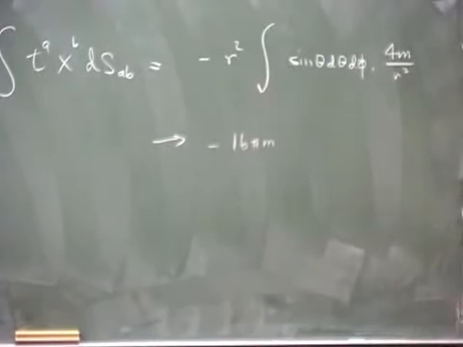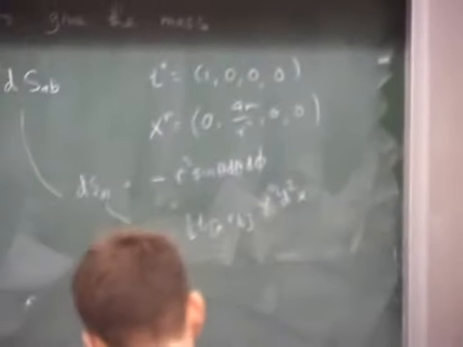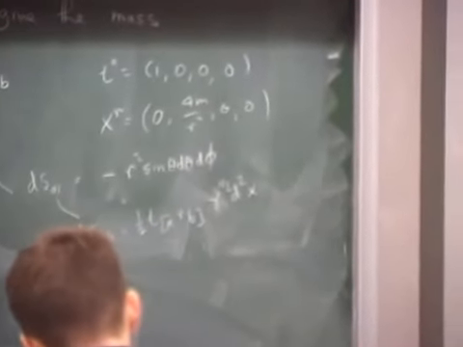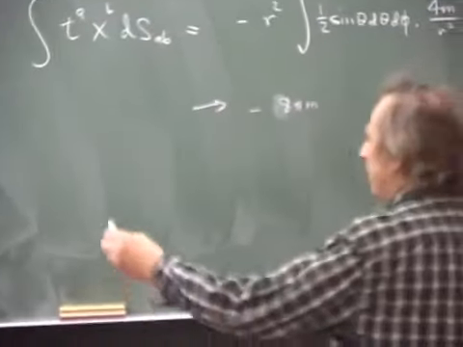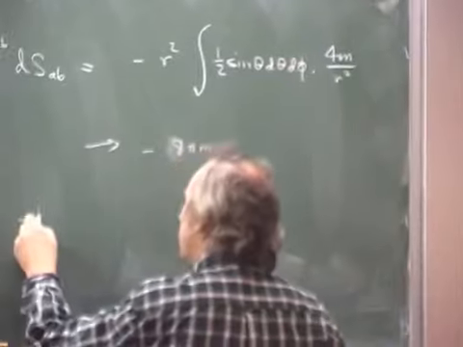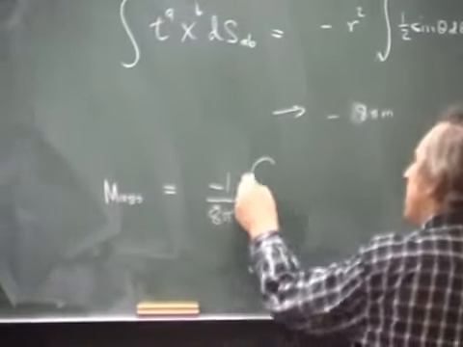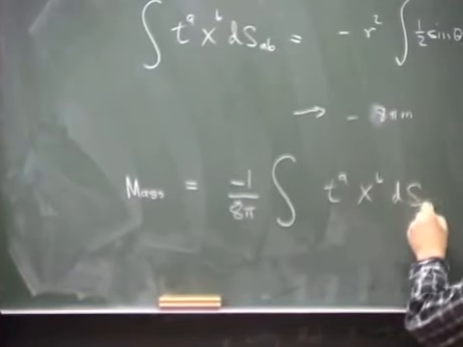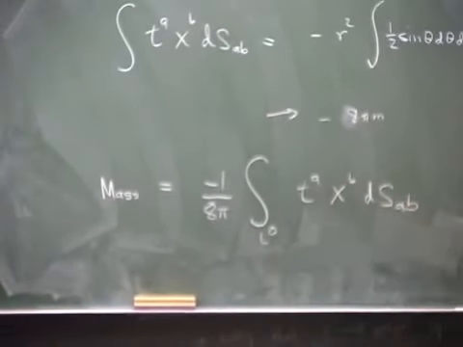We have made one mistake. There should be a 1/2 there, which means there should be a 1/2 here, which means there should be 8 pi m. So the mass is equal to minus 1 over 8 pi times the integral of Ta xb ds ab over the sphere at infinity, which I will call I0.